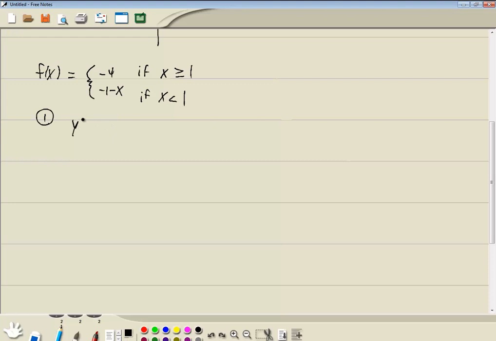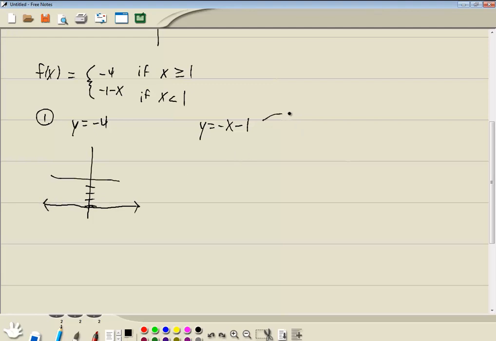So I want to graph our first piece, y is equal to -4, and I want to graph y is equal to, and I'm going to flip that around. It says -1 minus x, but I'll do -x minus 1. Okay, well, y is equal to -4. Y equals is a horizontal line at that number. So we're going to have a horizontal line at -4. So it'll look like that.